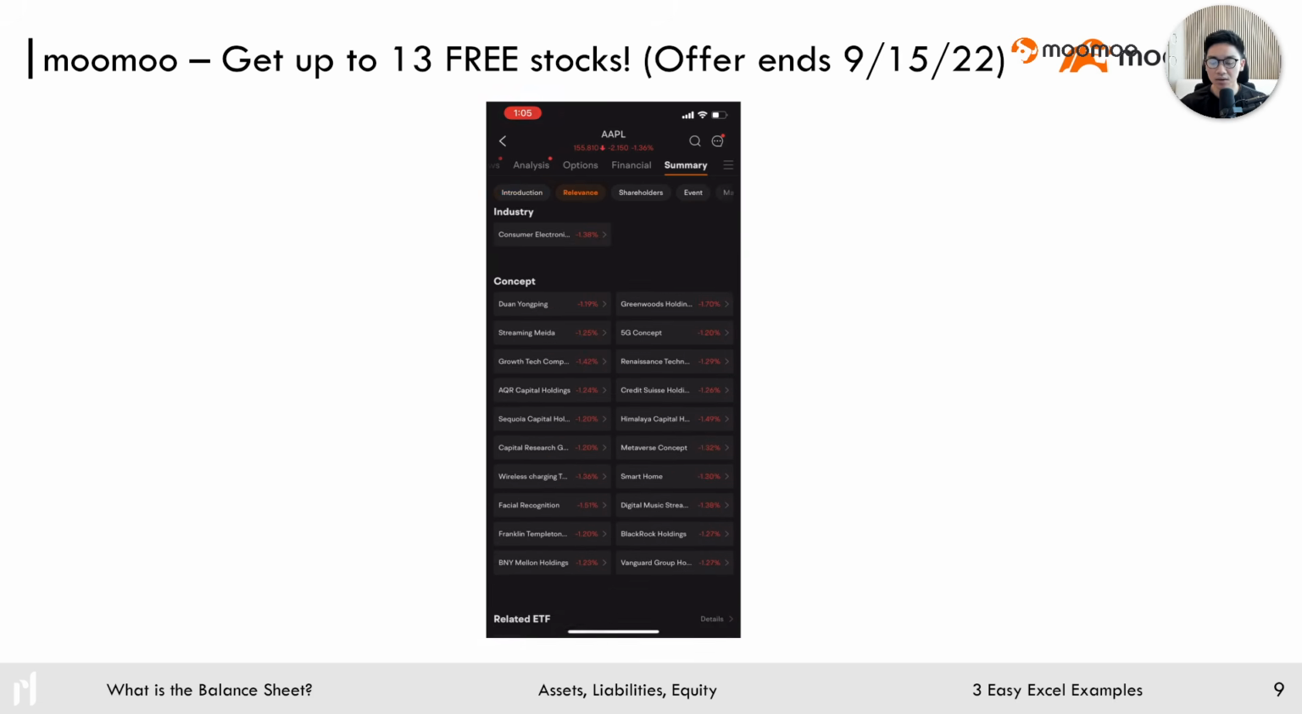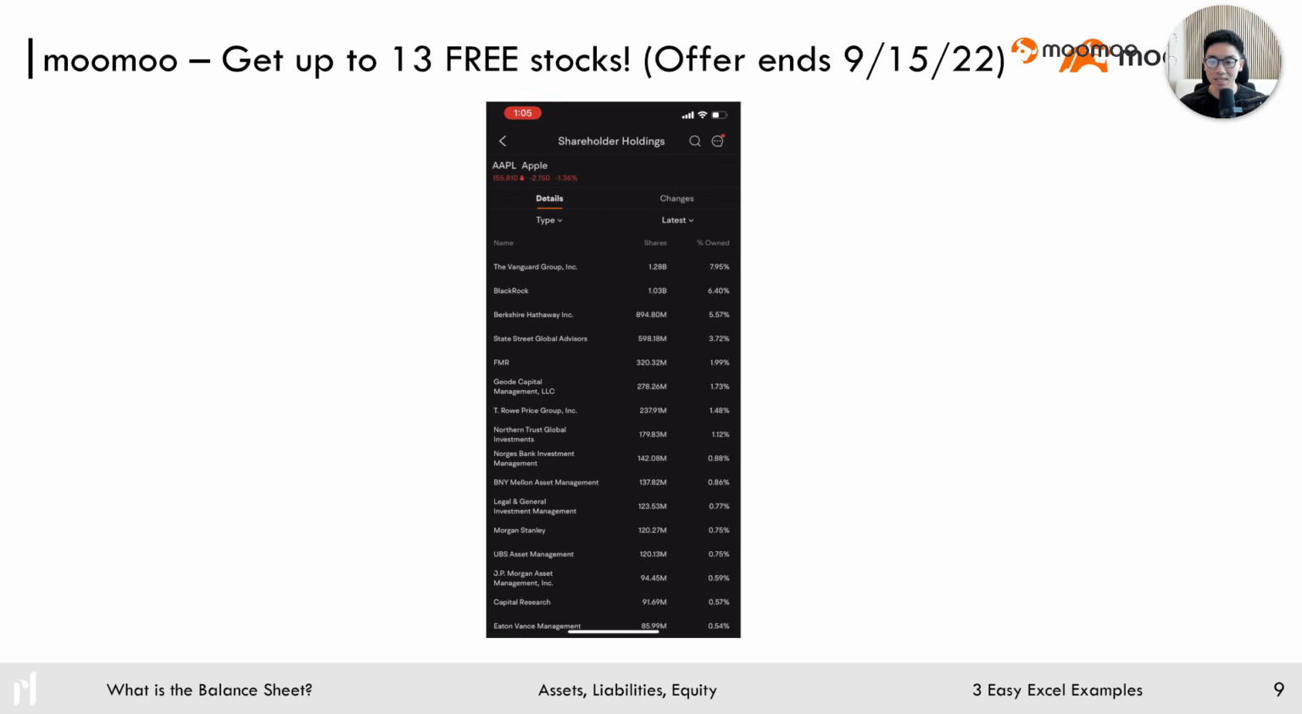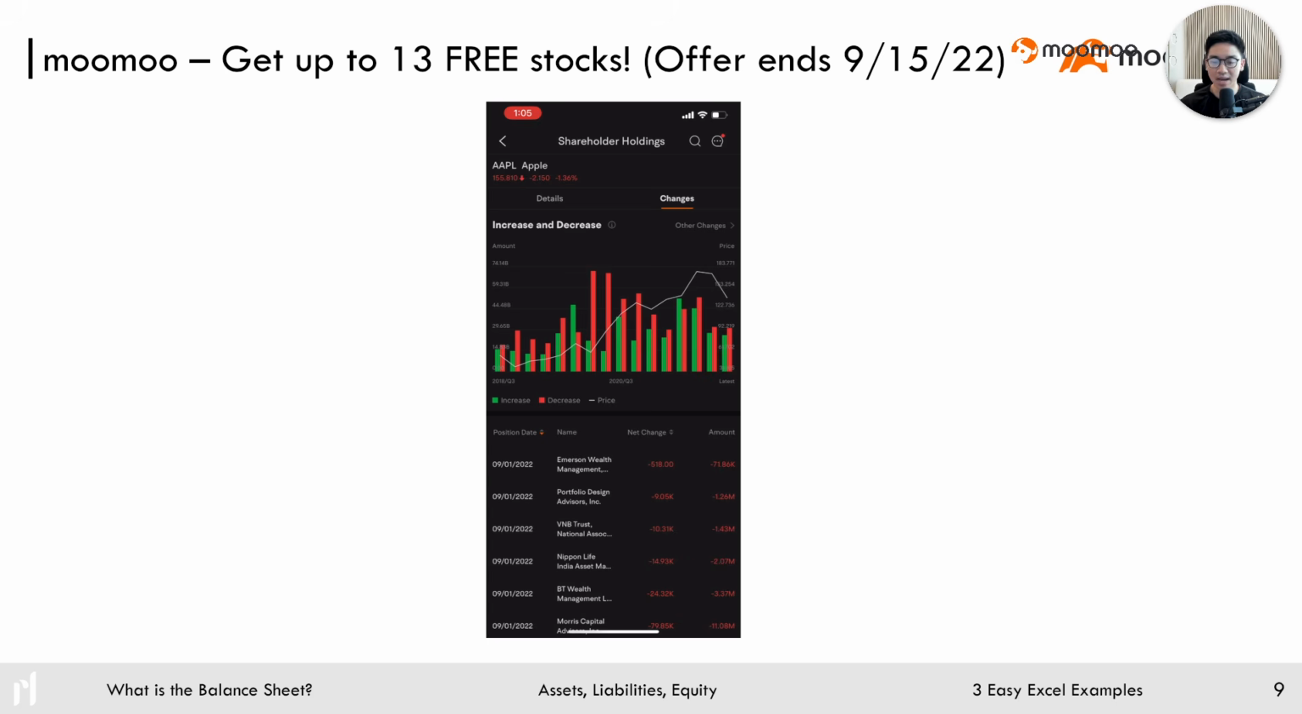Another example is if you go into summary, you can go into something like shareholder holdings. You can see who owns the stock and what changes have been happening with shareholder holdings over the past, let's say, quarter or so. So there's a lot you can really do with this app.